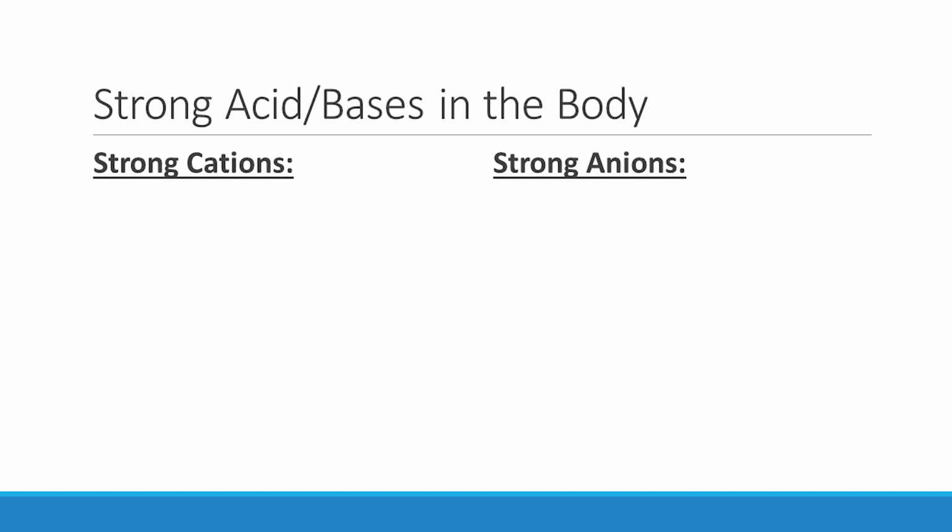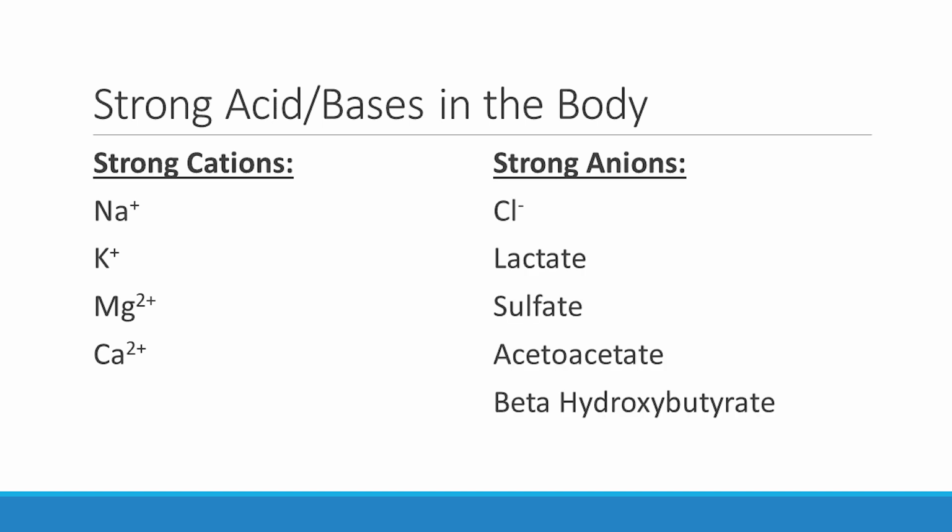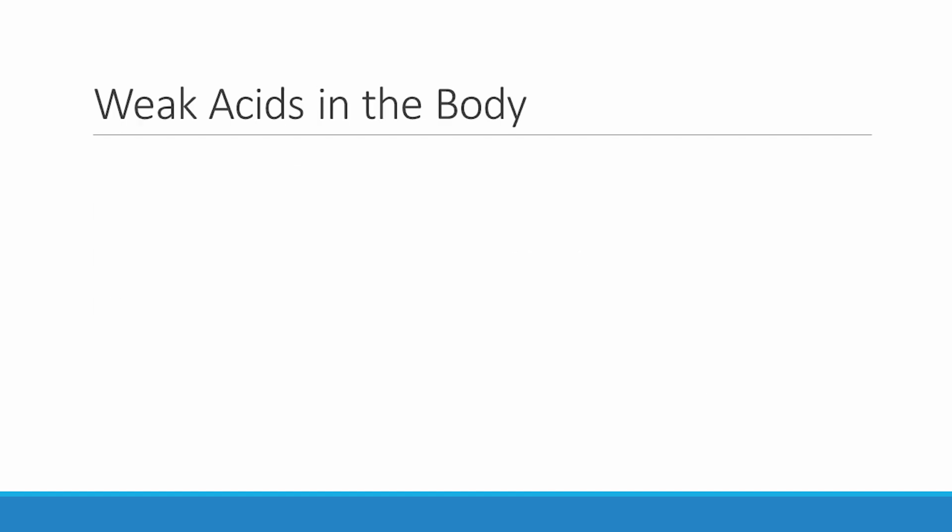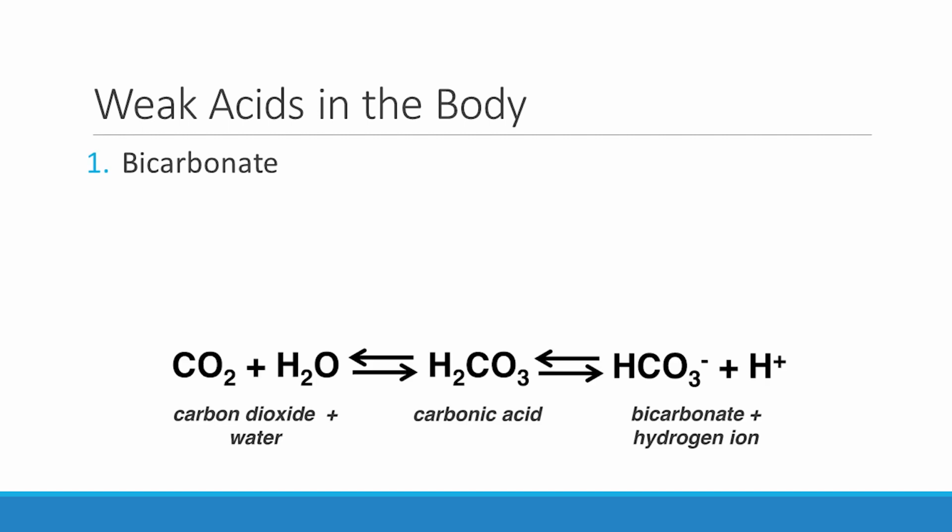Our strong acids and bases in the body, we have our strong cations, which are going to be sodium, potassium, magnesium, and calcium. And we have our strong anions: chloride, lactate, sulfate, acetoacetate, and beta-hydroxybutyrate. Weak acids in the body, we have bicarbonate, which will be talked about with carbonic acid. We have albumin and phosphate.